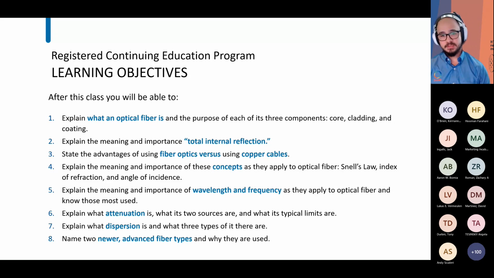Explain the meaning and importance of these concepts as they apply to optical fiber: Snell's law, index of refraction, and angle of incidence. Explain the meaning and importance of wavelength and frequency as they apply to optical fiber, and know those most used. Explain what attenuation is, what the sources are, and what the typical limits are. Explain what dispersion is, and what three types of it there are. And then name two newer advanced fiber types and why they are used.